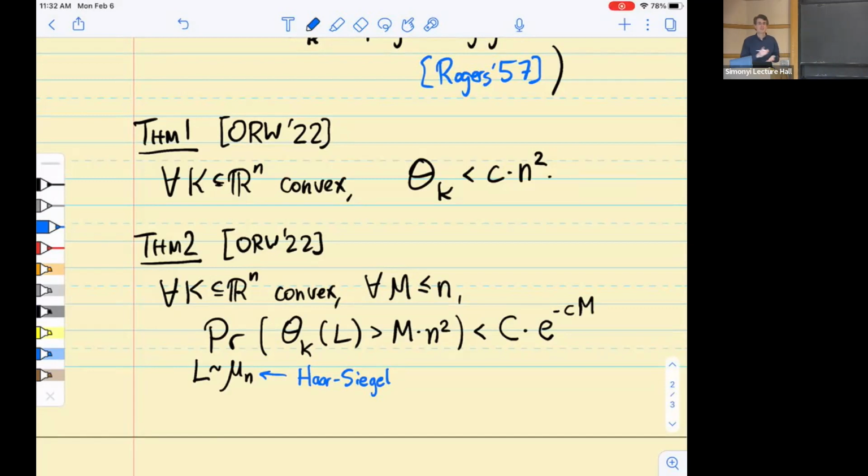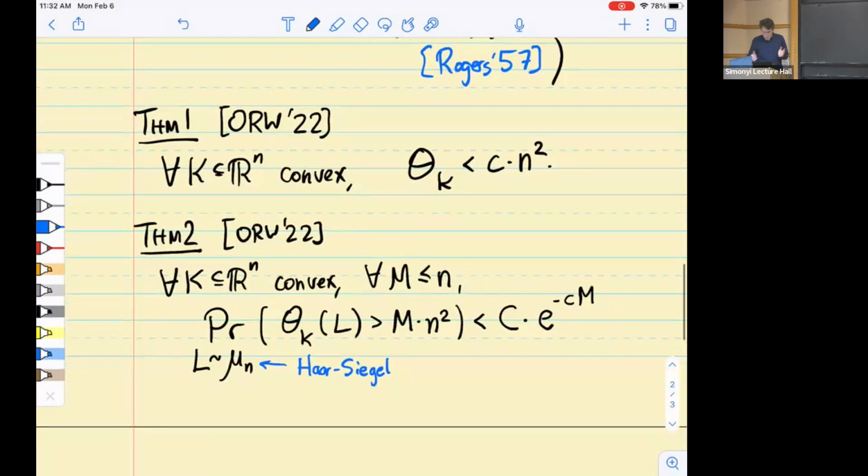It's very natural. It has lots of nice properties. The details don't really matter for us. I will not bother defining it formally, but it's not difficult to define. You inherit it from the Haar measure on SL_n(R). So you don't have to know much about this, except that there is some very nicely defined way of choosing a random lattice, with lots of nice properties. What we're showing here is that the probability of being somewhat bigger than n squared decays very fast.